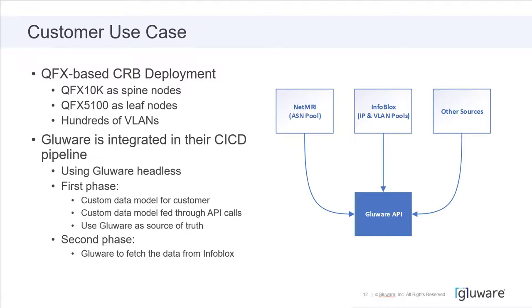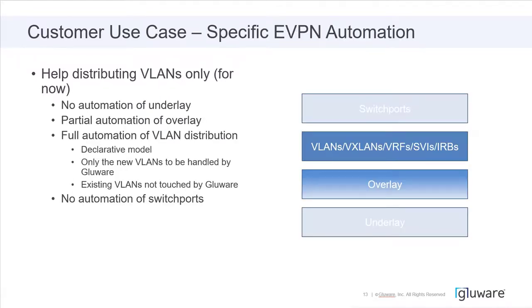It was feeding Gluware with all those details. And I'm going to illustrate this to you and show you how we created a specific data model to include all these details in order to provision those hundreds of VLANs. There was one constraint added by this customer: the customer wanted only Gluware to touch the provisioning of the VLANs, the VRF, and all that.